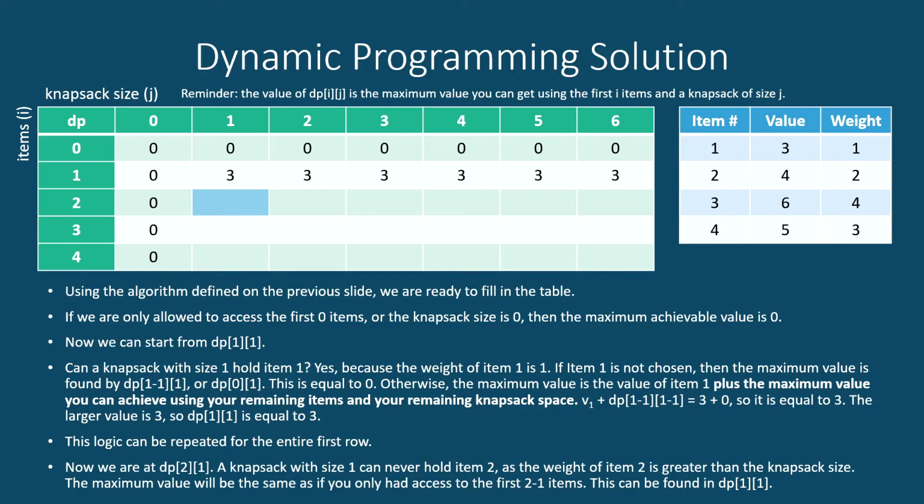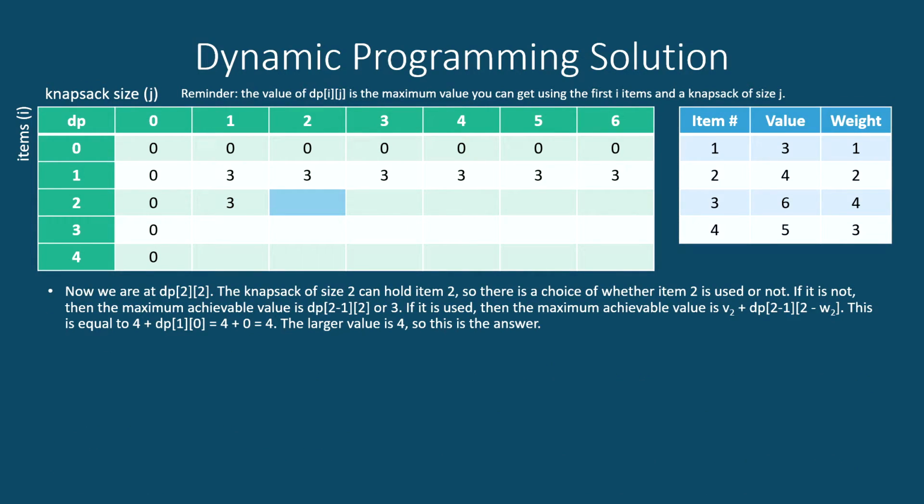Now we are at DP21. A knapsack with size 1 can never hold item 2, as the weight of item 2 is greater than the knapsack size of 1. Therefore, the maximum value will be the same as if you only had access to the first 1 items. This can be found in DP11.